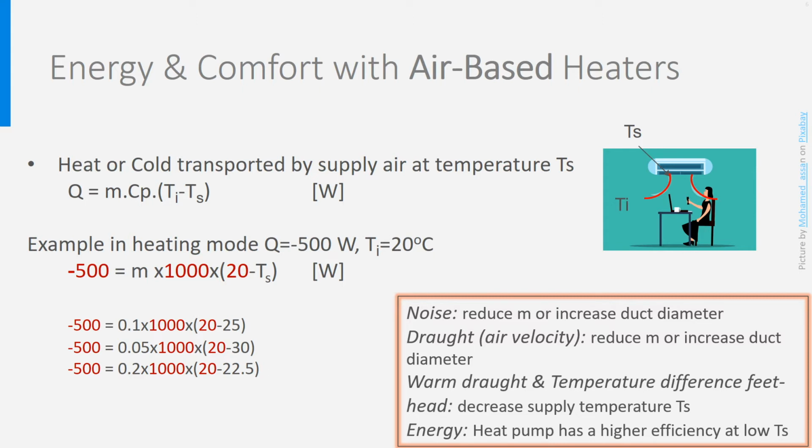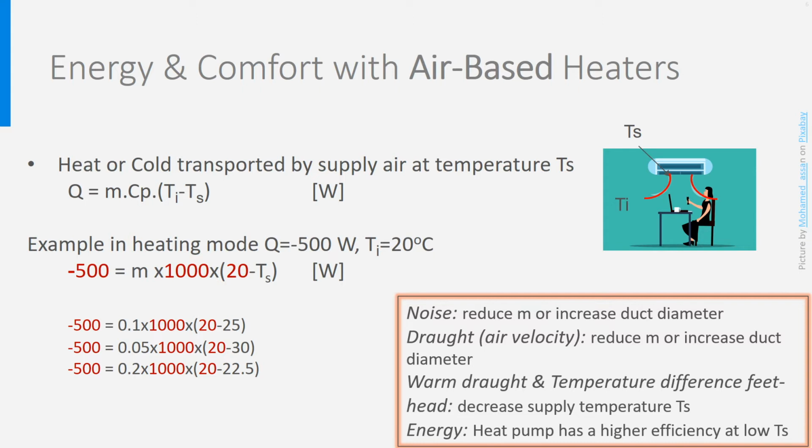A high air mass flow rate in the supply duct means noise unless a larger duct is used. Another limitation is the supply temperature Ts. If it is very hot, people may dislike it, as feeling warm air on the head and a large temperature difference between head and feet is known to be uncomfortable.